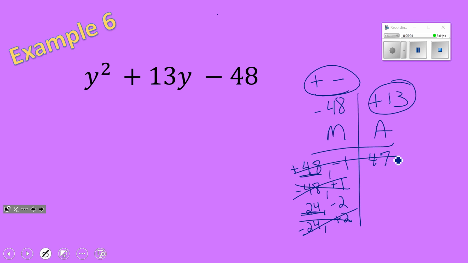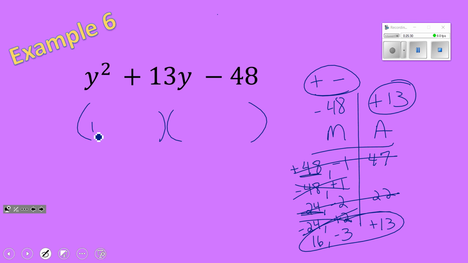All right, 24 plus negative 2 will give you 22. That's not going to work. So then when you do 48 divided by 3, you get 16 and negative 3. And when you add them, you get a positive 13. And that's what you want. So we're going to break it into two. So this would be y times y, plus 16 and minus 3. Any questions on that?